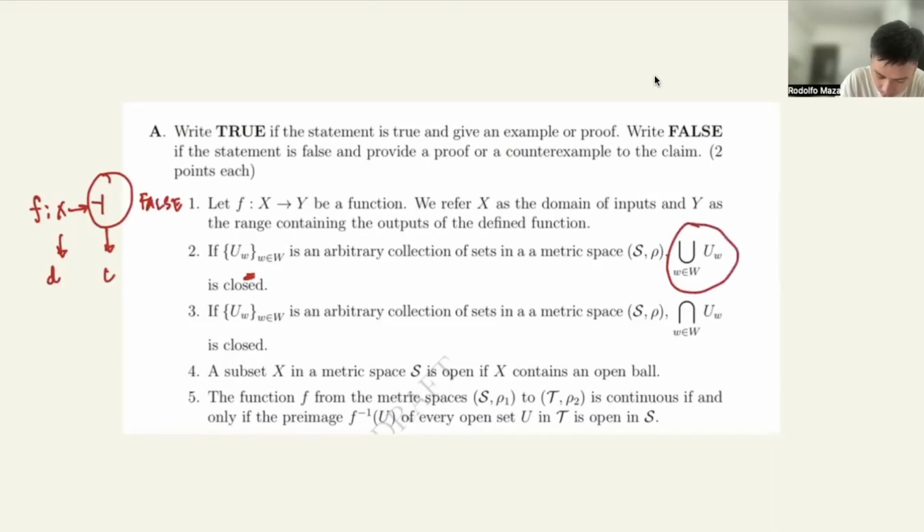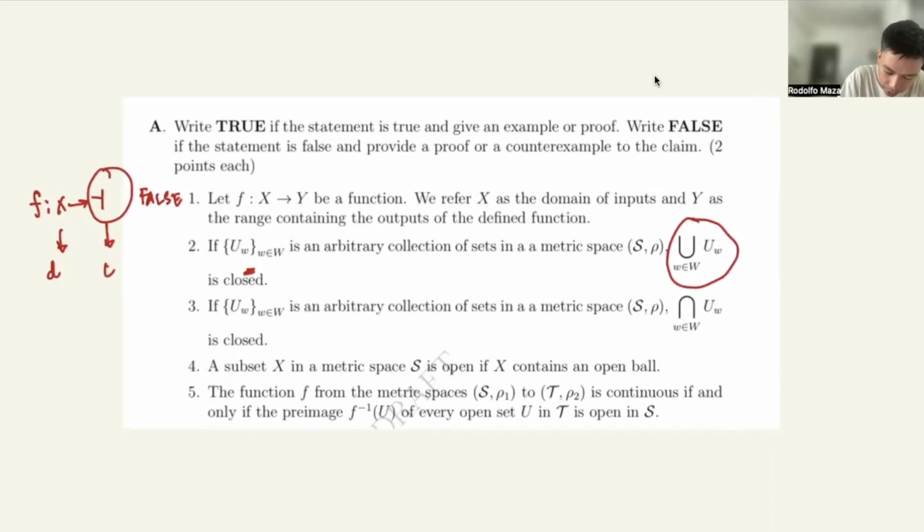Number 2, if this is an arbitrary collection of sets in a metric space, then the union of the collection is closed. Now, close kasi siya. Pag sinabi kasi natin ditong sets, ibig sabihin arbitrary sets. So, how about those are open? Hindi siya magiging close. So, therefore, it should have to have close para mag-close din yung union niya. So this becomes false.